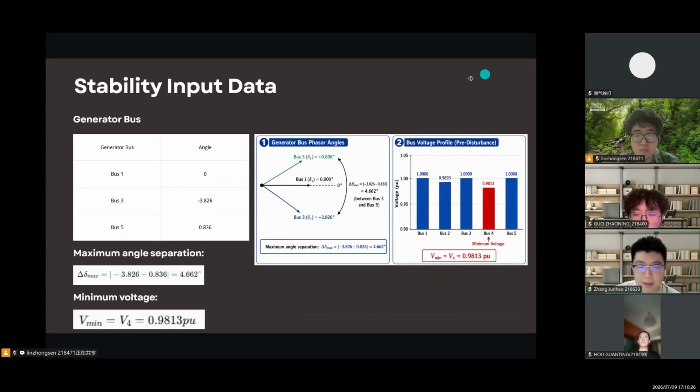Next. For stability assignment, the generator bus angles are considered. Bus 1 is the reference bus, so its angle is 0 degrees. Bus 3 has an angle of 3.826 degrees, and bus 5 has an angle of 0.836 degrees. The angle difference between generator buses is small. This means the system is still stable before the disturbance. Also, the minimum voltage appears at bus 4, which again confirms bus 4 is the biggest load bus in the system.